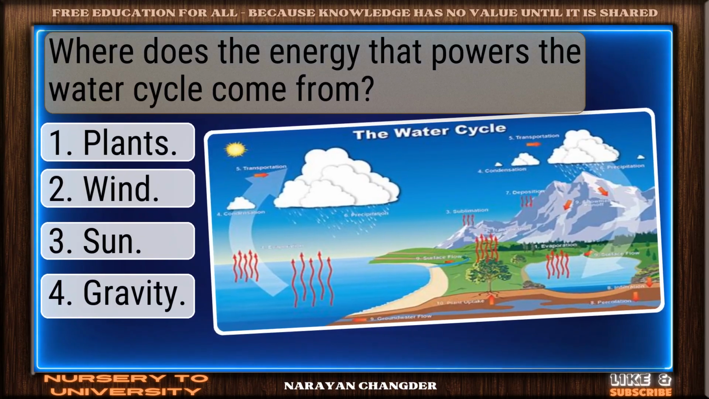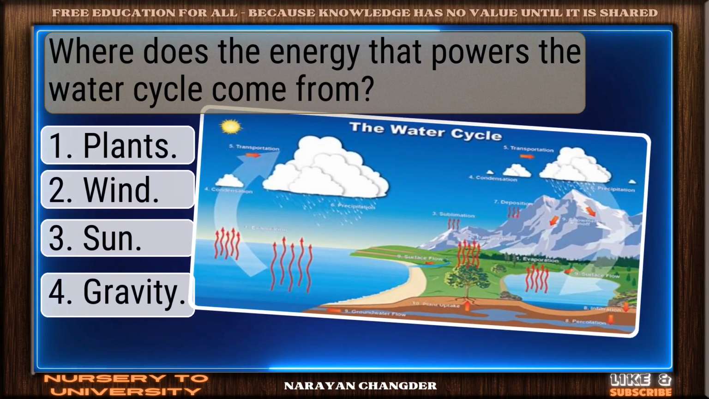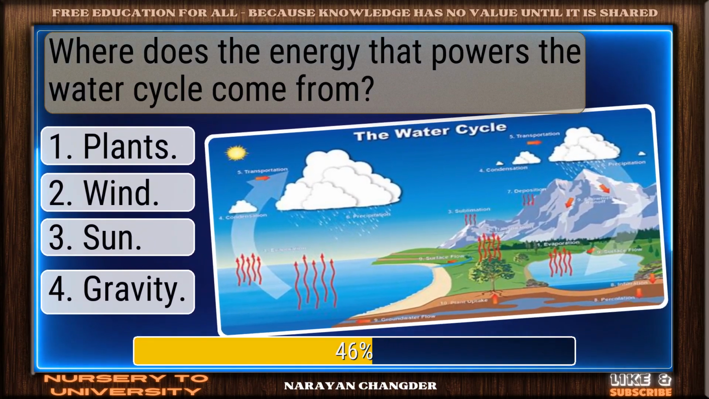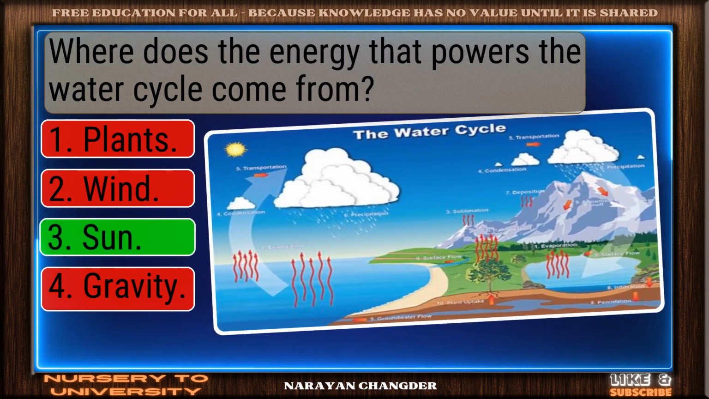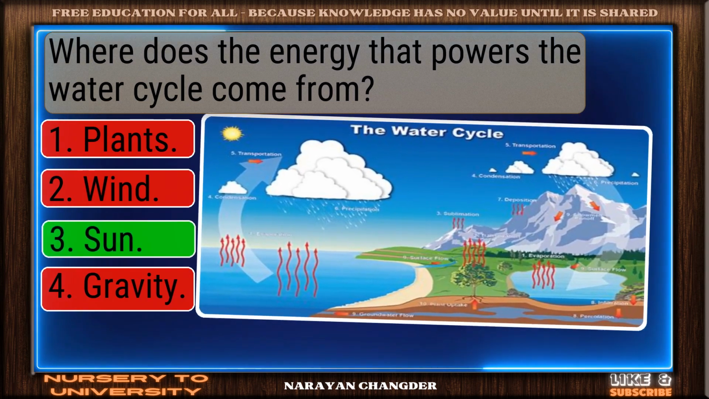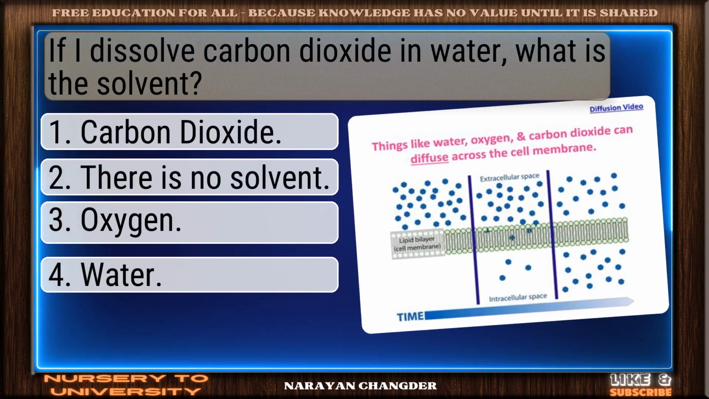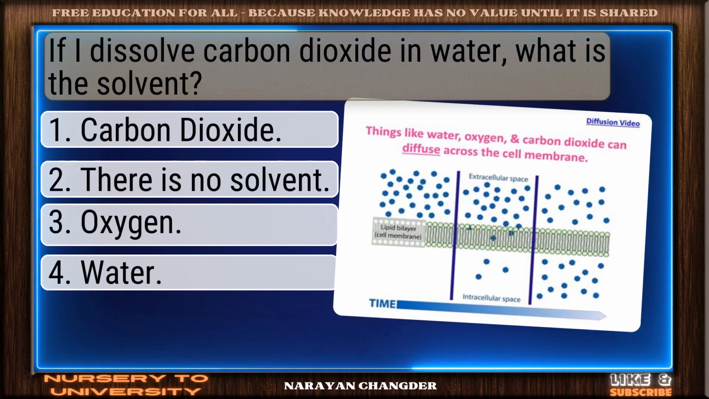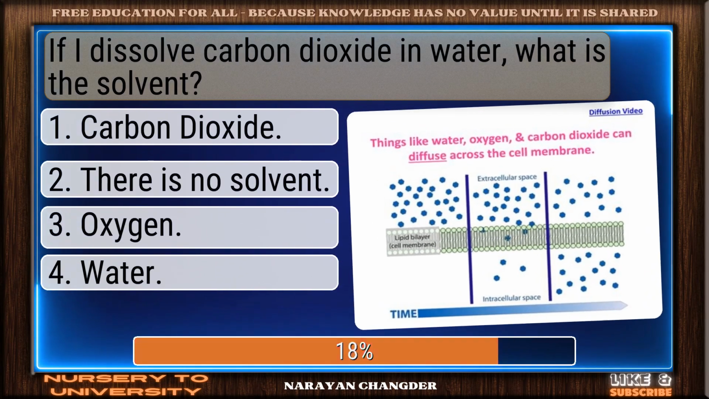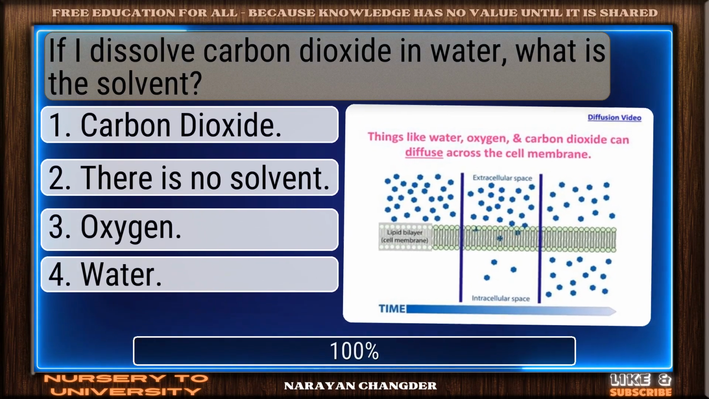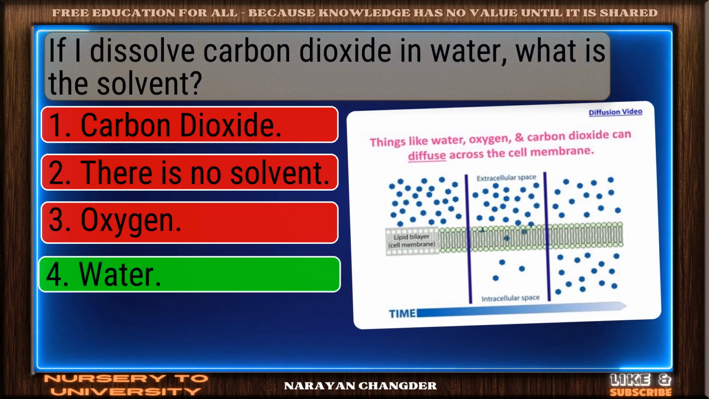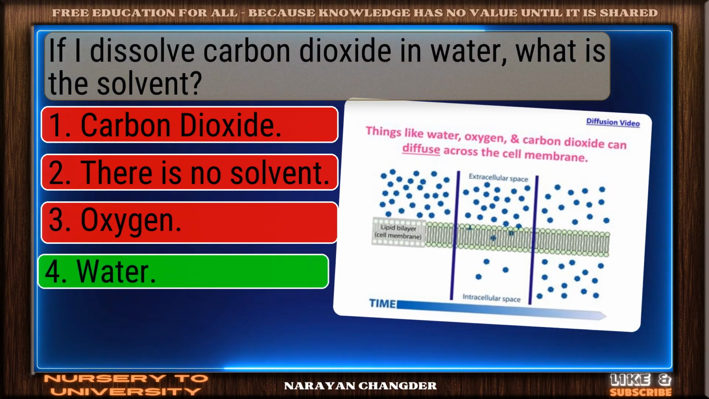Where does the energy that powers the water cycle come from? Smart move. Sun is an accurate answer. If I dissolve carbon dioxide in water, what is the solvent? Well reasoned. Water is the correct choice.